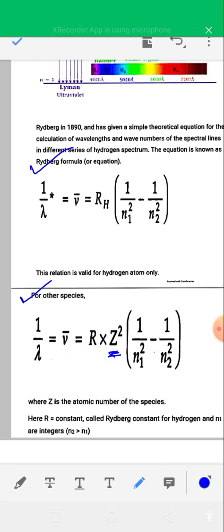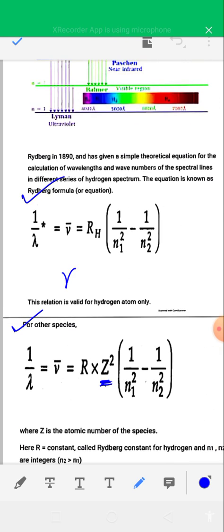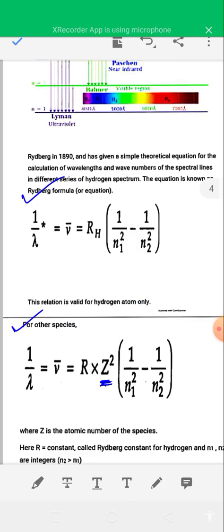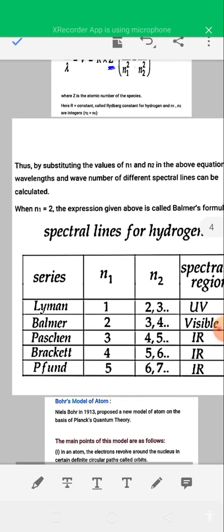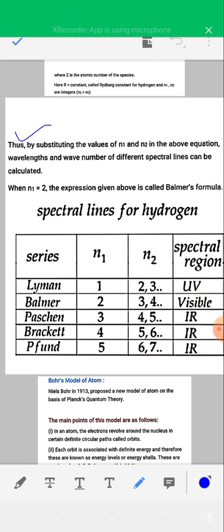Okay, so the first equation is valid for the hydrogen atom, and this is for other species. Here Z is the atomic number of that element, and R is called the Rydberg constant. Electronic transition is considered from the N2 energy level to the N1 energy level, where N2 is greater than N1, that is from a higher energy level to a lower energy level or lower energy shell. So substituting the values of N1 and N2 in the above equation, the wavelength and wave number of different spectral lines can be calculated by using the Rydberg equation.